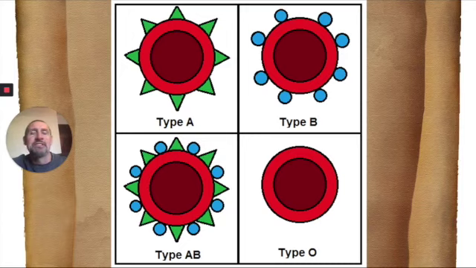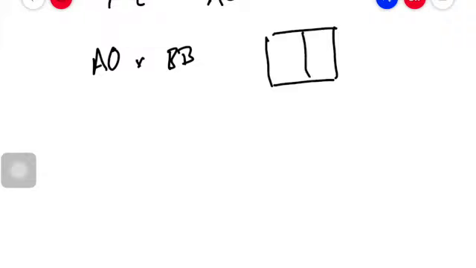So let's do a couple examples for multiple alleles. Let's say that we have a person who is type A blood, but they're heterozygous, so they're going to be AO. And we're going to cross them with a person who has type B blood. And we want to know what are all the possible genotypes for their offspring. So we'll put AO across the top, we'll put BB along the side, and then we just simply combine them.